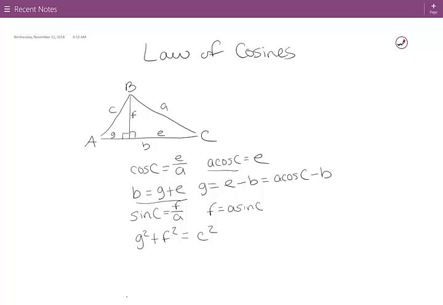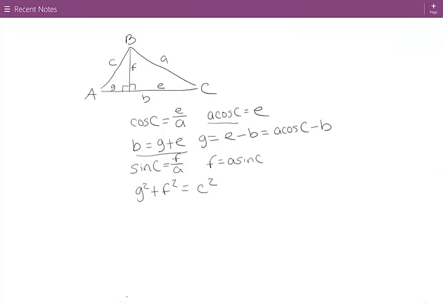So G squared is going to be A cosine of C minus B squared, plus F squared, A sine of C squared, and that's equal to c squared. Alright, so this G right here is this, and this F right here is that. Now we have an equation that deals with the sides of this triangle and an angle C.